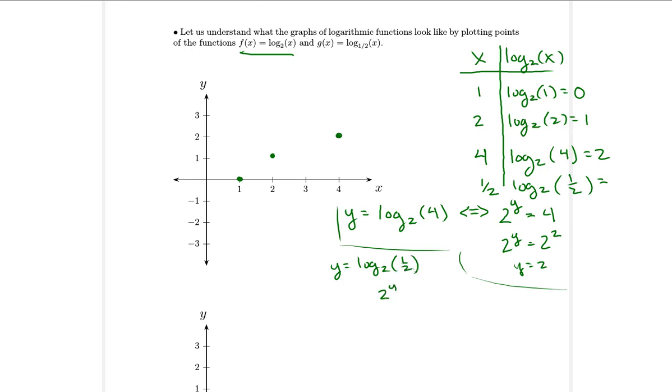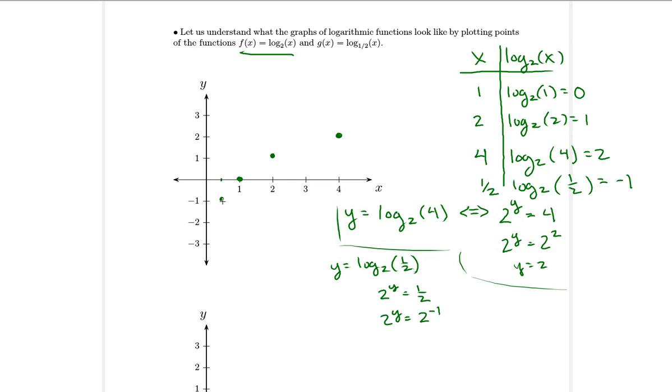So in exponential form, that's 2 to the y equals 1 over 2. But we know 1 over 2, by our exponent rules, is 2 to the negative 1. So therefore, this must be negative 1. So when x equals 1/2, y equals negative 1.